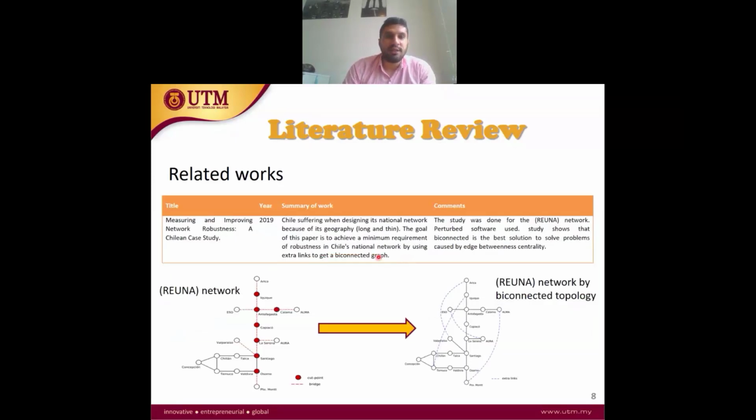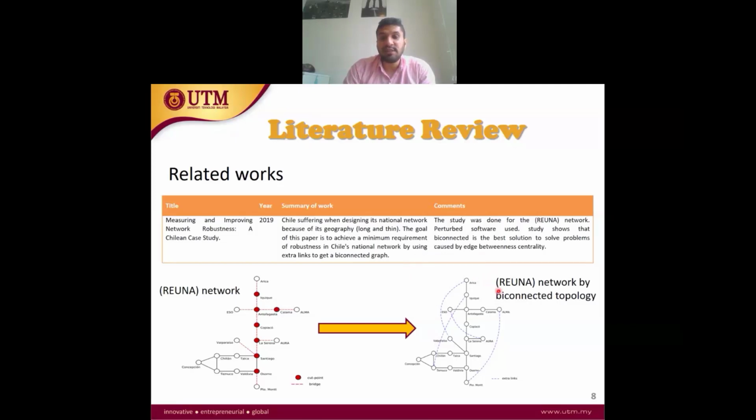Okay, here in the last paper for our related works, measuring and improving network robustness, Chilean case study. This case study was in Chile. Actually, the geography of Chile is long and thin, so it's difficult to create a suitable national network for Chile. But this paper can overcome this problem by using a bi-connected network.